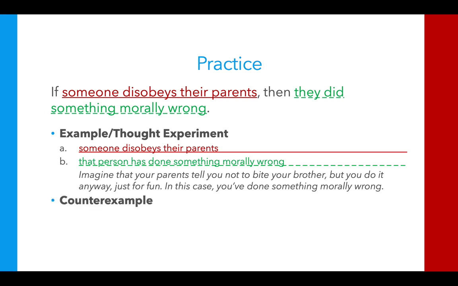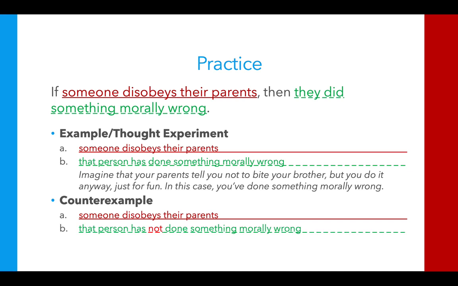But now say we want a counterexample. What do we need? Again, we need someone to disobey their parents. The antecedent needs to be true, but the consequent needs to be false, right? The person has not done something morally wrong. So can we come up with a case where someone disobeys their parents but hasn't done anything wrong? Maybe you want to try that. Pause the video. When you're done, unpause it.